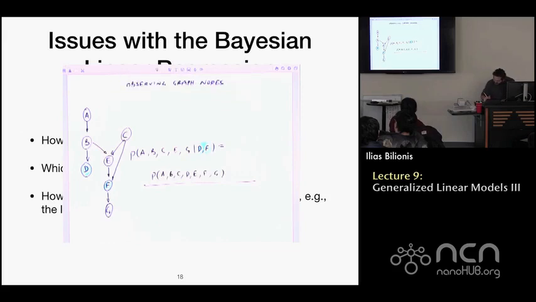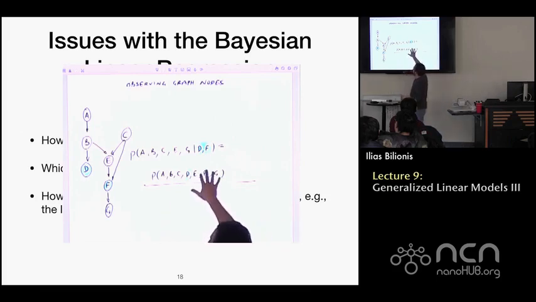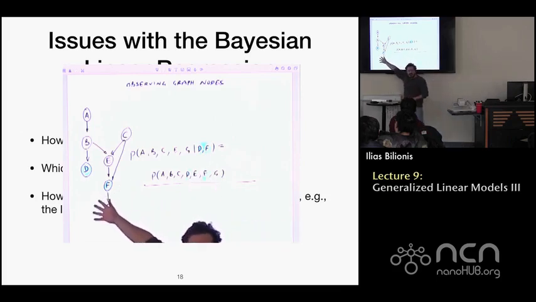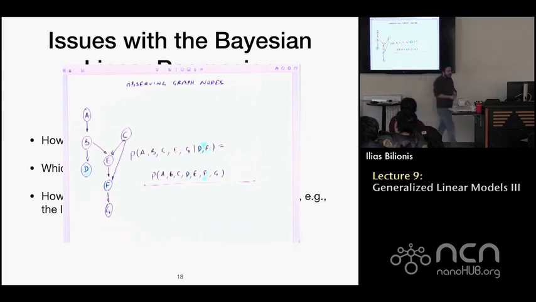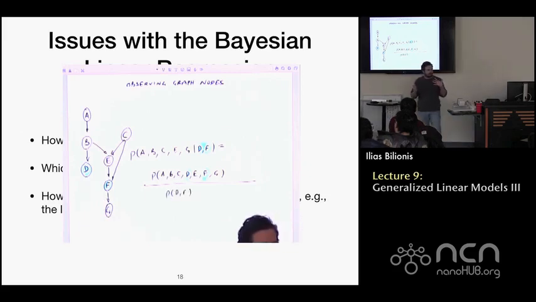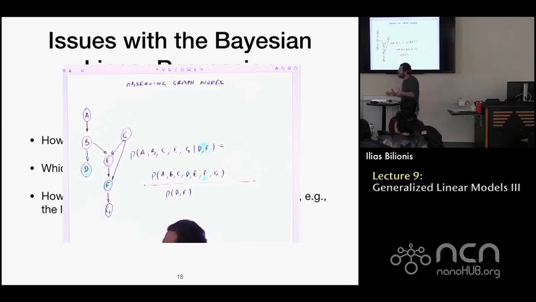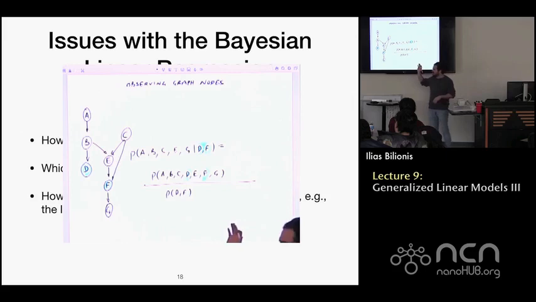Of course, you have observed D and F, that is fine, okay? But you need the probability of the joint. And I'll show you how you can get the probability of the joint from the graph, okay? And you need to divide by the probability of D and F together. Okay? This is Bayes' rule. Probability of A conditional B is probability of A and B divided by the probability of B. Okay? Any questions so far?